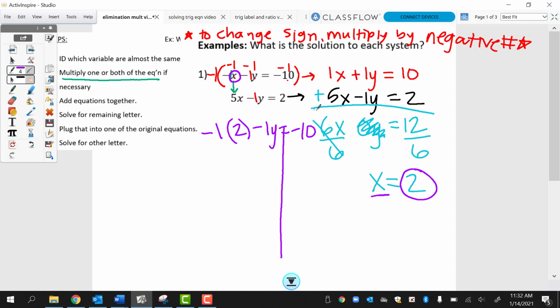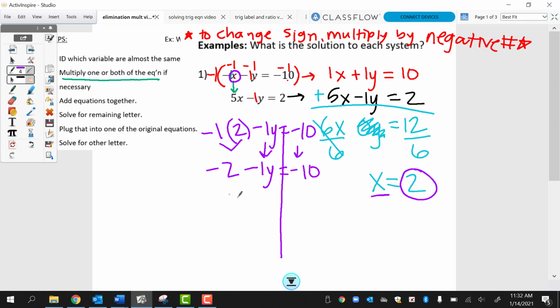Now I'm solving this equation. I still do the same thing. So negative 1 times 2 is negative 2. Drop down your other stuff. These steps are the same as you were just doing before.